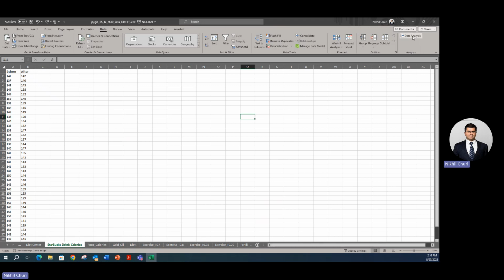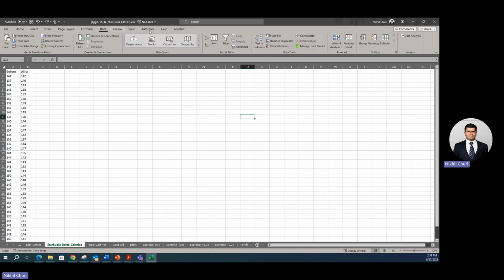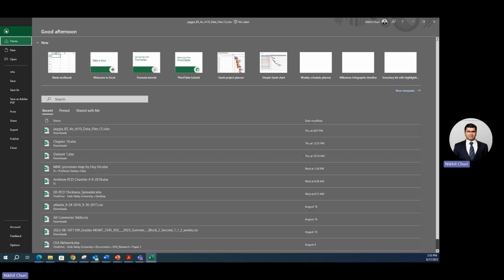Since I've activated it a long time ago, I'm seeing this. If you're not seeing this, again, I'll repeat, open your Excel, go to your data tab, and in the data tab, if I go to the extreme right hand side, I must see this data analysis tab. If you're not seeing it, here is a way to activate it. Go to File, and within this you will see a screen like this.